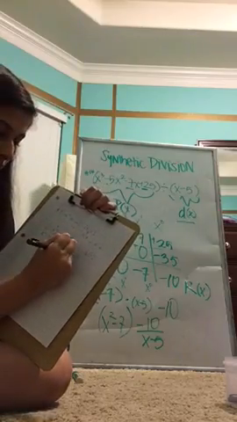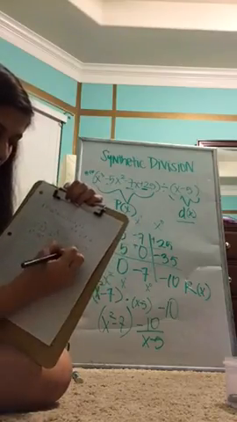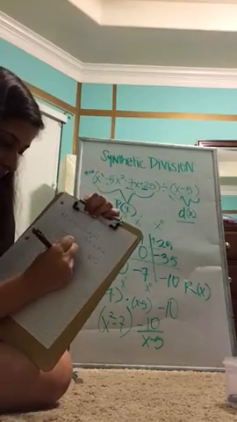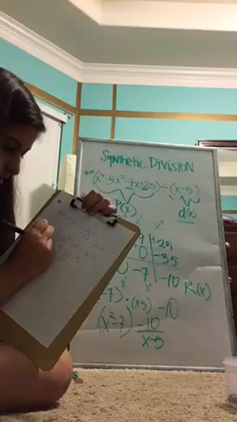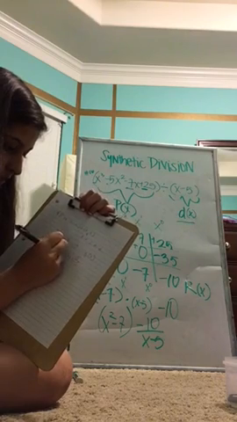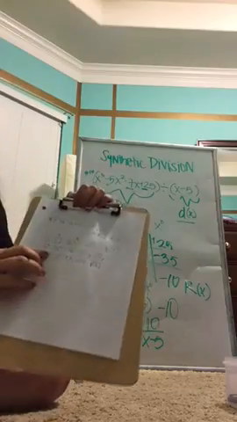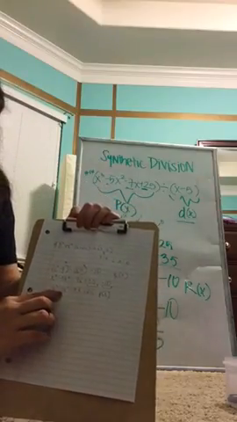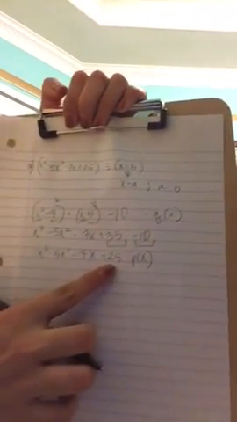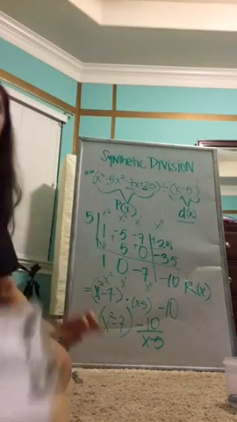You combine your like terms, and in this case, it's going to be x to the 0 power. You have 35 minus 10, and that is 25. And if you did synthetic division correctly, you should end up with your original, which is p of x, which we did. We got x cubed minus 5x squared minus 7x plus 25. That is right here. Okay, thank you.